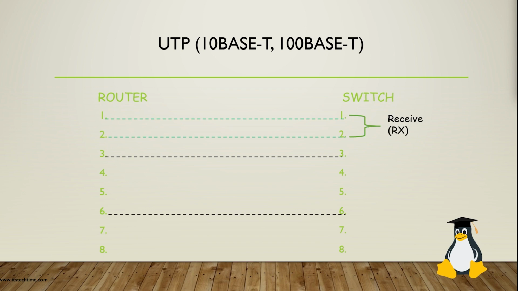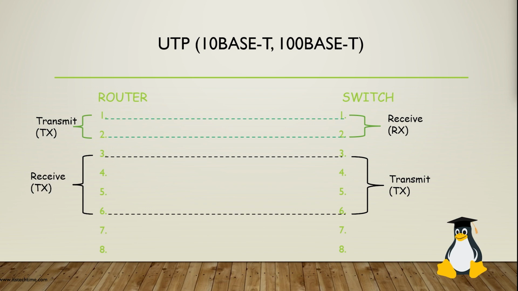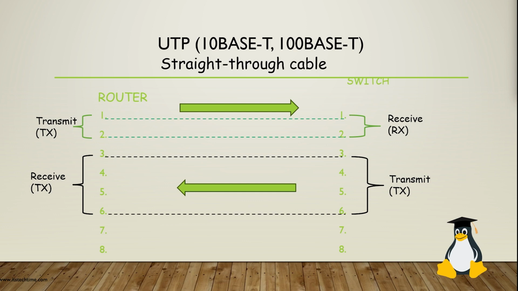The switch will receive on pins 1 and 2, and the switch will transmit on pins 3 and 6. And the router will transmit on pins 1 and 2, and the router will receive on pins 3 and 6. So again, the router transmits on pins 1 and 2, which is where the switch receives on 1 and 2. And then the switch will transmit from pins 3 and 6 to where the router receives on pins 3 and 6. And all this is what's called a straight-through cable, which means pins 1 and 2 go straight to each other and pins 3 and 6 go straight to each other.